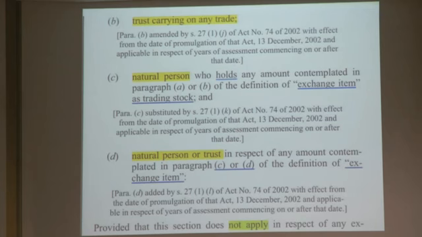And then remember I already mentioned these natural persons that have this funny rule. So a natural person who holds any amount contemplated in paragraph A or B of the definition of exchange item as trading stock. I'll go now to the definition of exchange item after I do the second one, and then I'll show you exactly what they mean. And then the last one is a natural person or a trust in respect of any amount contemplated in paragraph C or D of the definition of exchange item.